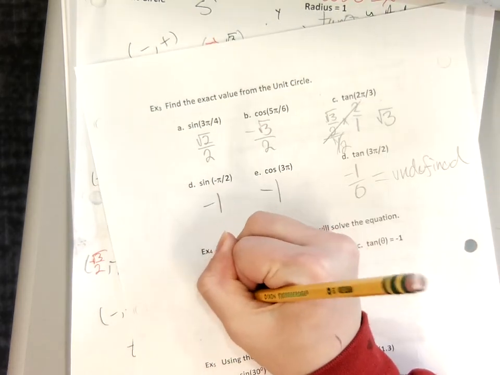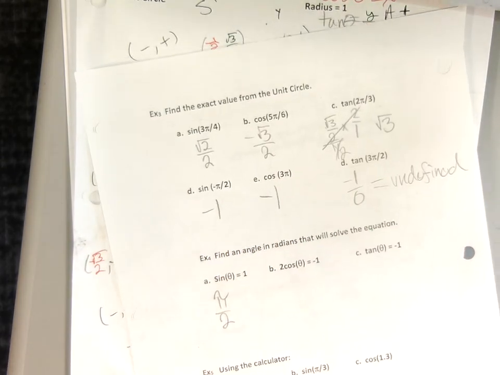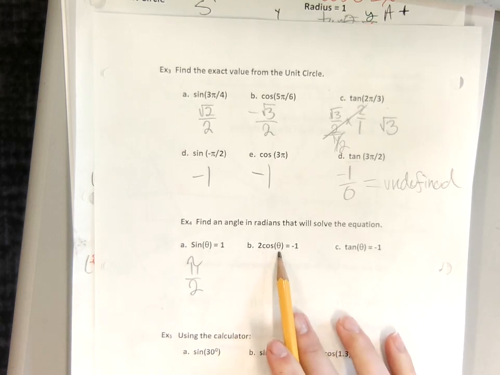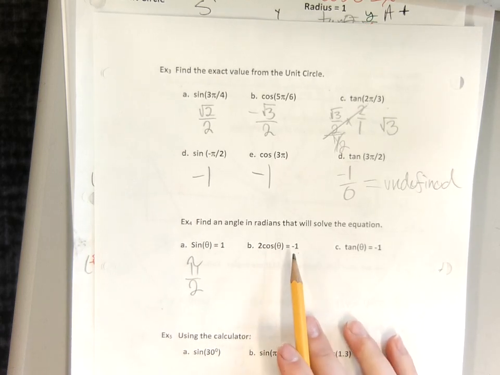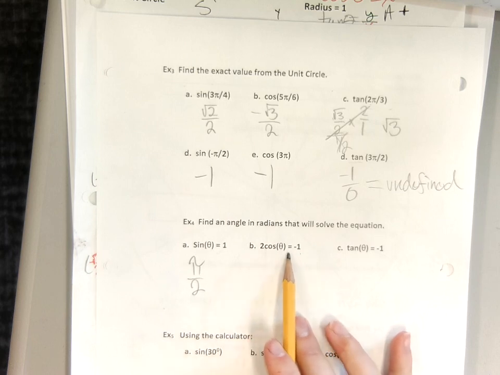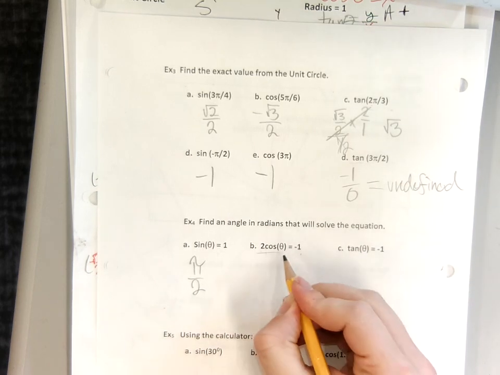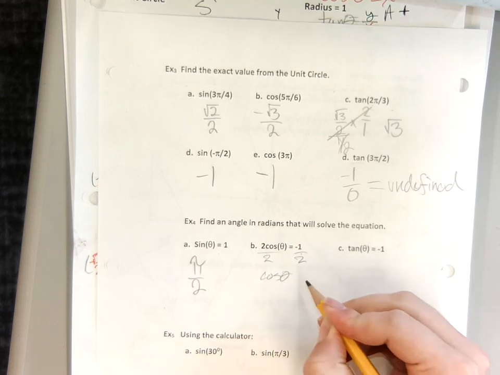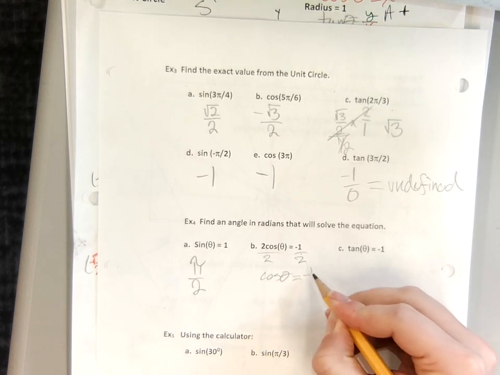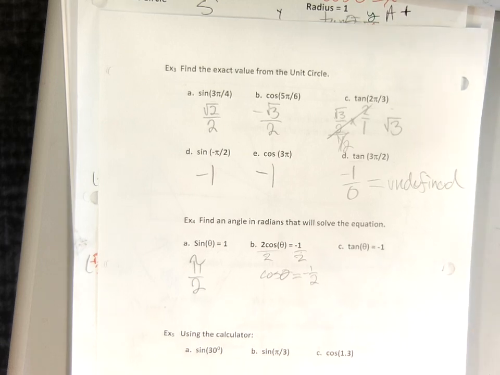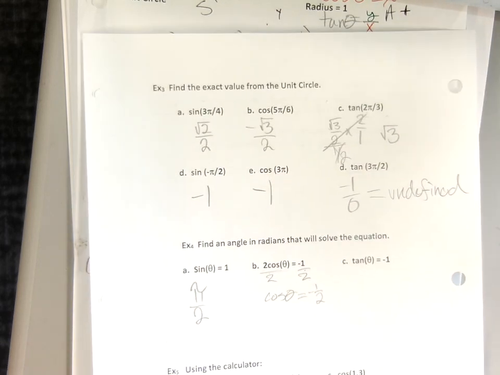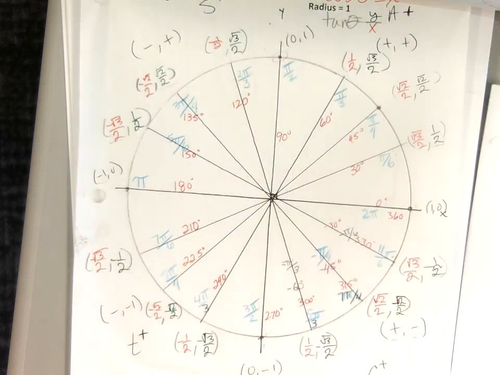Ooh, easy, huh? All right. 2 times cosine of theta equals -1. We want to get cosine isolated, so we're going to divide by 2. Cosine of theta equals -1/2. So we're going to find where cosine equals -1/2. X value, -1/2. Take a look.